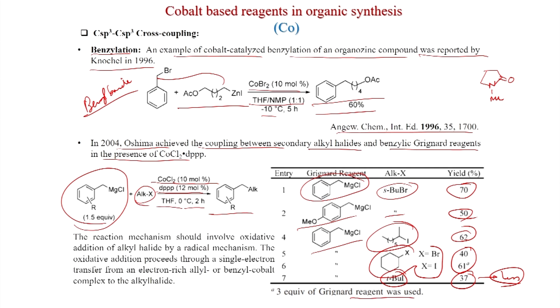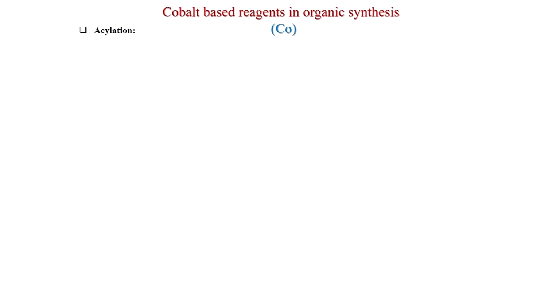So what could be the mechanism for this case? The reaction mechanism should involve oxidative addition of alkyl halide by a radical mechanism. The oxidative addition proceeds through a single electron transfer from an electron-rich allyl or benzyl cobalt complex to the alkyl halide. So single electron transfer will take place from an electron-rich allyl or benzyl cobalt complex, and this was published in Chemistry, A European Journal 2004.